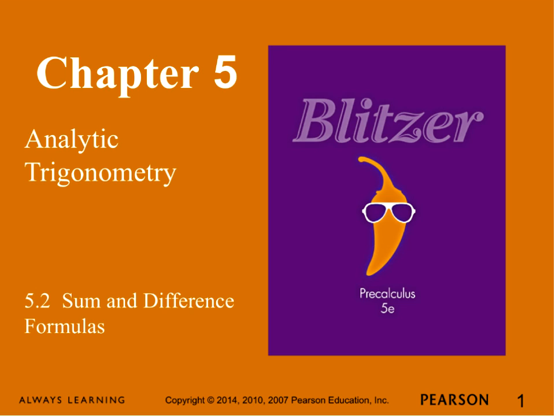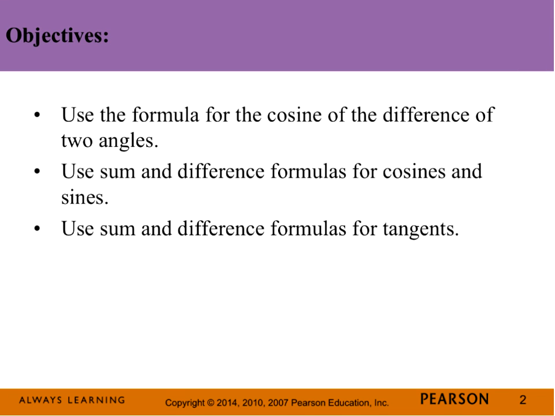We're continuing through the chapter on analytic trigonometry here. So we'll go ahead and look at the objectives for this section. We are going to learn how to use the formula for cosine of the difference of two angles, sum and difference formulas for cosines and sines, and sum and difference formulas for tangents. We'll be given these formulas on the next slide, and then it's going to be reminiscent of Lecture 5.1, and then the rest is just going to be examples of us using these formulas.